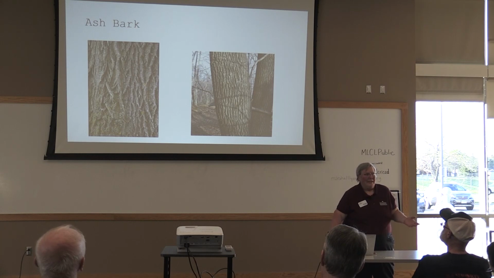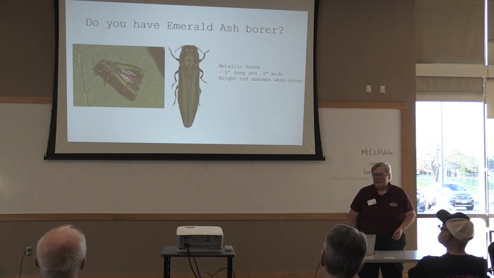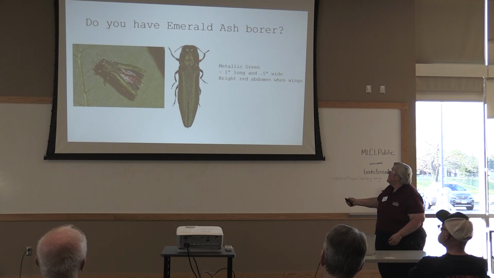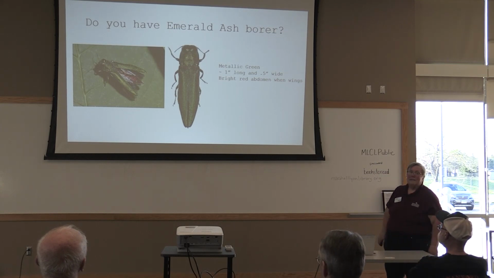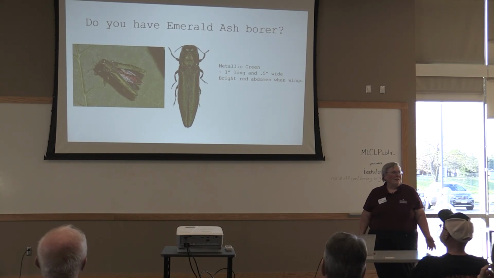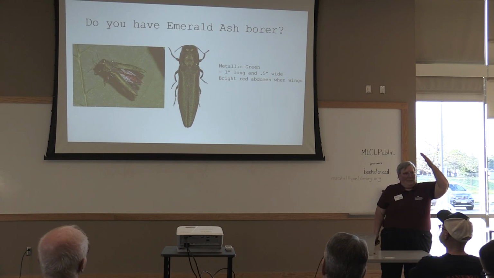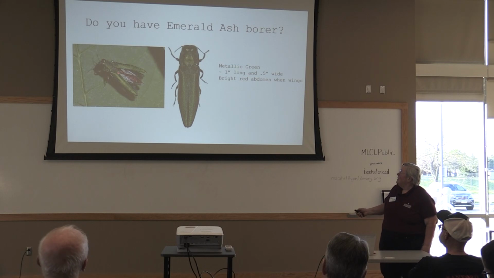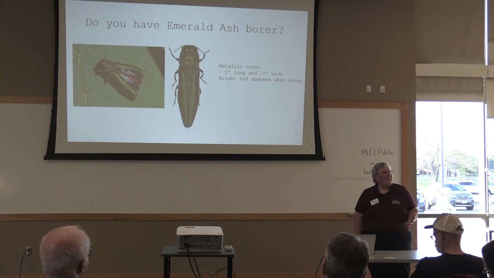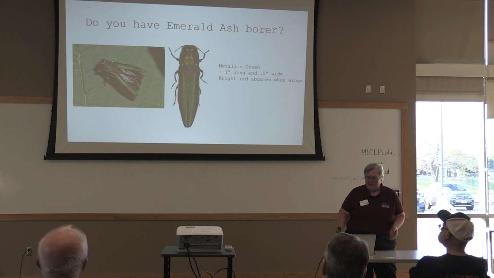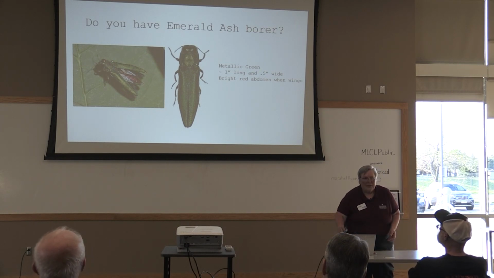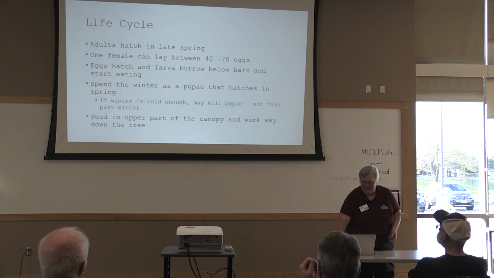So what's an emerald ash borer look like? So there it is. It's this small metallic green insect. It's only about 1 inch long, and it's only about 1/2 inch wide. And it lives in the top of the tree, in the canopy of the tree, so it's very hard to see. If you do see them and the wings are open, it does have a real red abdomen, which makes it very easy to identify. You need to remember that size in a little bit.